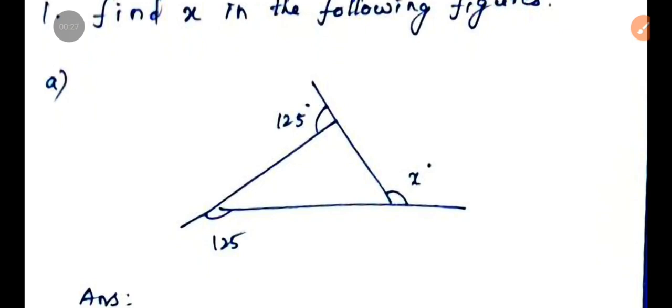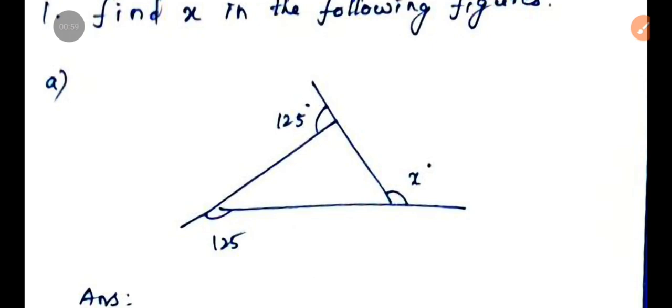Here one triangle is given, the sides are extended. Now the outside angle, that means the exterior angle, is given as 125, another angle is also 125, and one more angle is x. We want to find the x value. How to find the x value? Already we know the sum of all interior angles of a polygon and the sum of all exterior angles of a polygon. So the sum of all exterior angles of any polygon is 360. Using this concept we can find the x value easily.